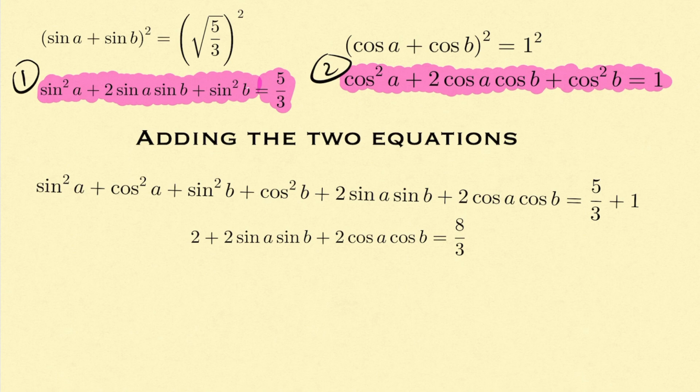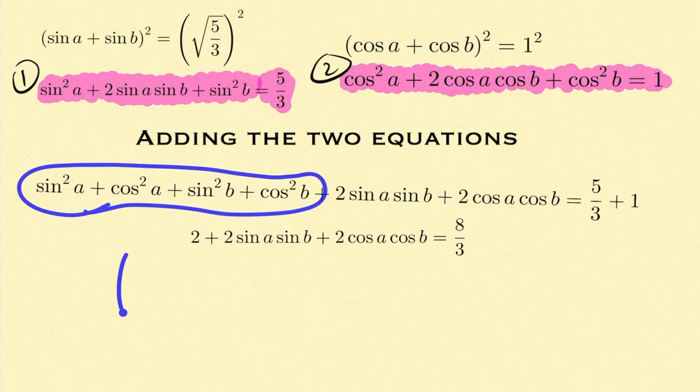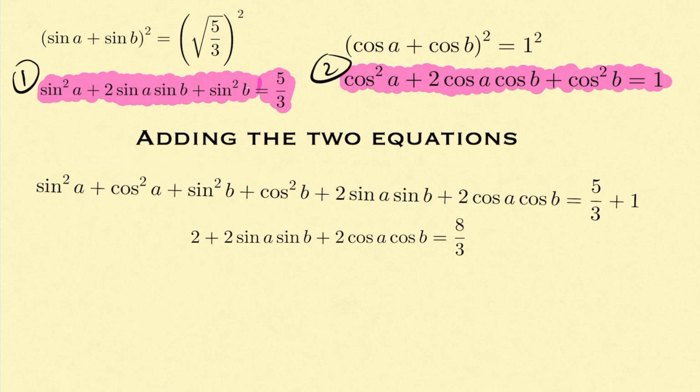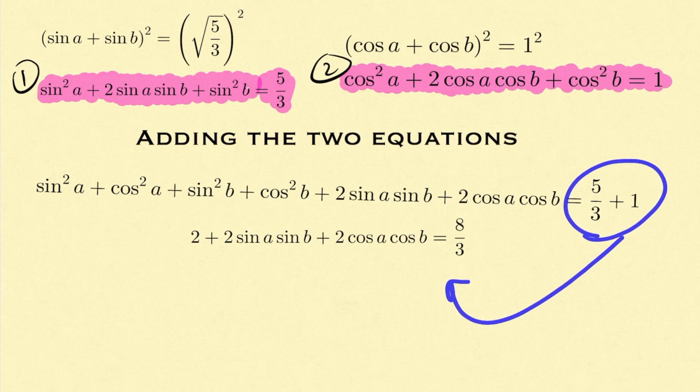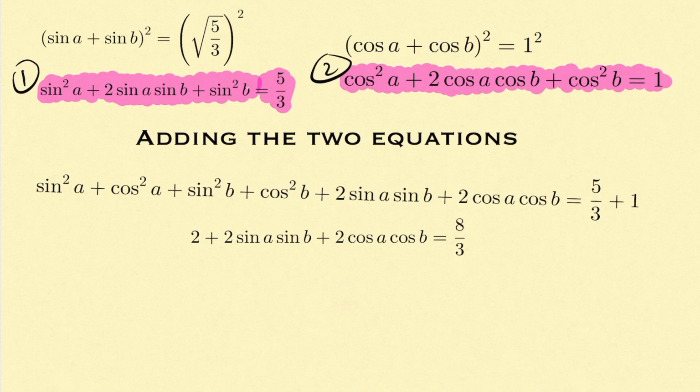Going ahead and adding these two equations, notice I put the sine squared A and cos squared A together. I then did the same thing with the sine squared B and cos squared B. The reason I did that is that sine squared A plus cos squared A is 1, and likewise sine squared B plus cos squared B is 1. So this expression just simplifies to become a 2. On the right-hand side, I added the 5/3 and 1, giving me 8/3.